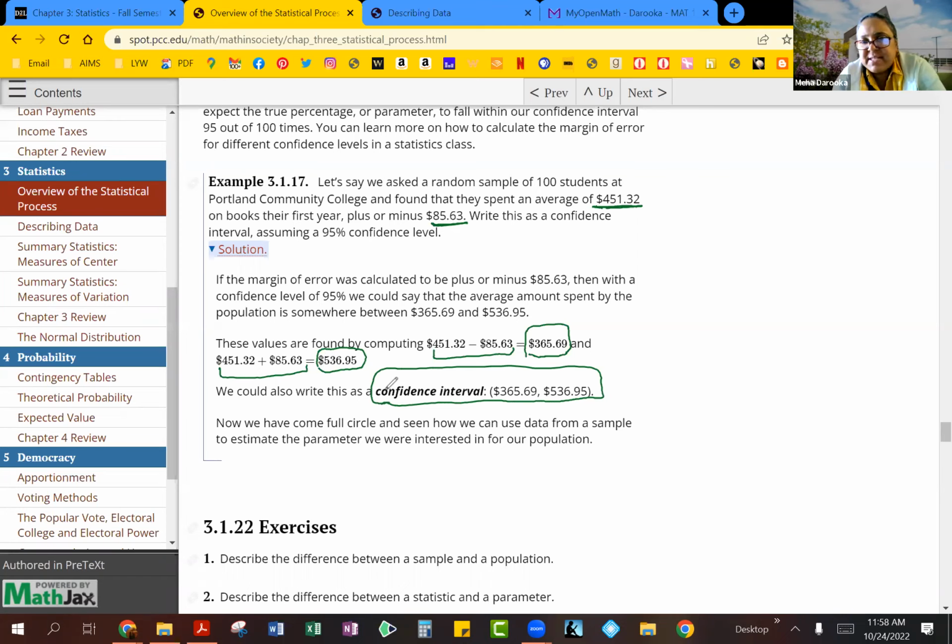So instead of giving you a percentage, this example was showing it to you with the dollar amount, right? But it's still the same idea, same concept that you are going for. So we are basically saying, if you kept taking a random sample of 100 students from PCC and you kept asking what their average cost was, every random sample that you choose of those 100 students is going to land somewhere between these two values. And we are saying we would be 95% confident that the average price of the textbook cost is going to go anywhere from $365.69 to $536.95.